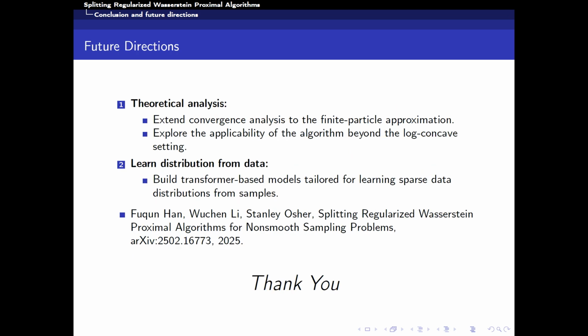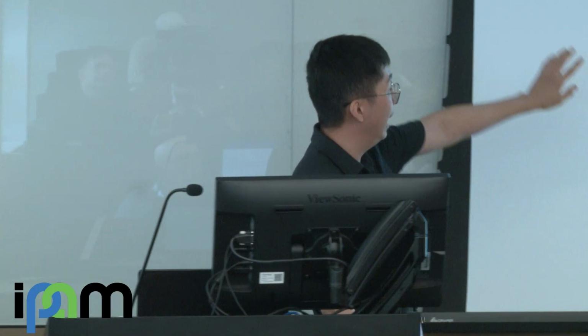For future directions, for now all our analyses are at the density level. So a very important question we need to answer is what happens for the finite particle system, and what happens for its convergence. This is the first future direction. The other direction is that most of our analysis for the time being is built on the log-Sobolev inequality, the Poincaré inequality, or some convexity assumption. We are trying to think about how we can extend this analysis to non-log-concave distributions.